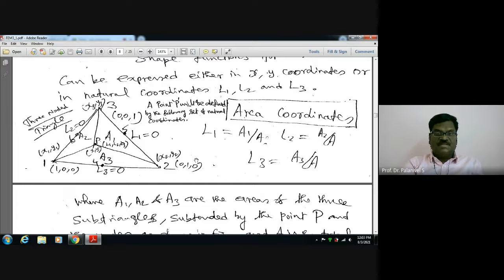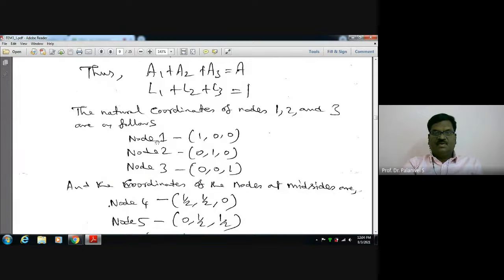This way we are formulating the natural coordinates, the area coordinates. For that, we choose area. In terms of the area of the triangle, we formulate these local coordinates, the natural coordinates. For node 3, similarly, move this point P to 3. A1, A2 vanish, A3 becomes A. So L3 is 1, L1, L2 are 0. That's why 0, 0, 1. Likewise, we got the coordinates of nodes 1, 2, 3. That's what I have written here. For node 1, 1, 0, 0. Node 2, 0, 1, 0. Node 3, 0, 0, 1.